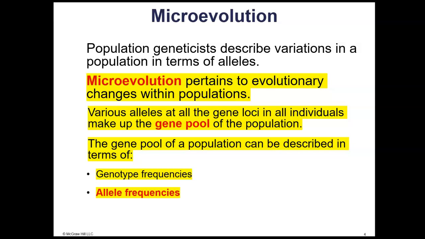Okay, so below that it says various alleles at all the gene loci in all individuals make up the gene pool of the population. So the gene pool is really all the alleles, or all the versions of a trait, that there are in that population. So we can describe the gene pool in terms of genotype frequencies and allele frequencies.